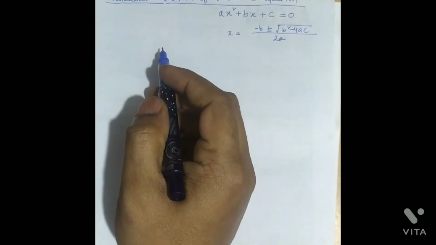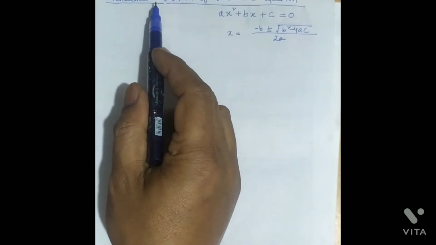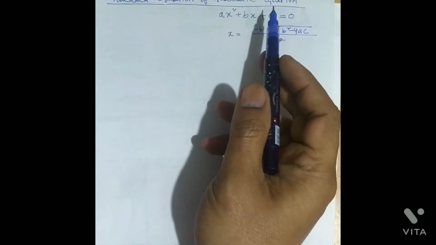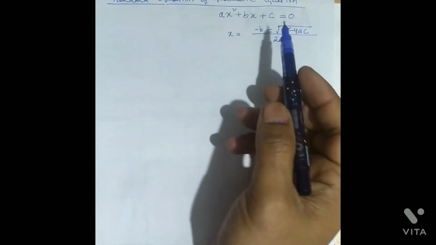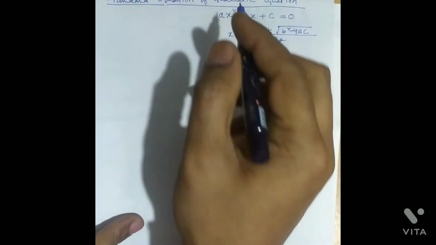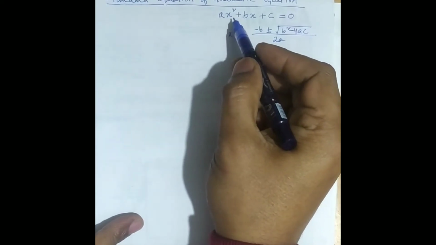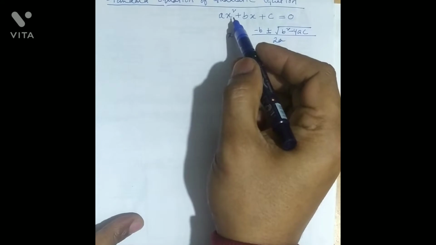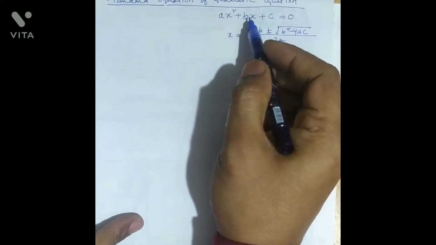So today we are going to discuss the standard equation of a quadratic equation. In a standard quadratic equation, the maximum exponent of the variable is 2. That is called a quadratic equation.